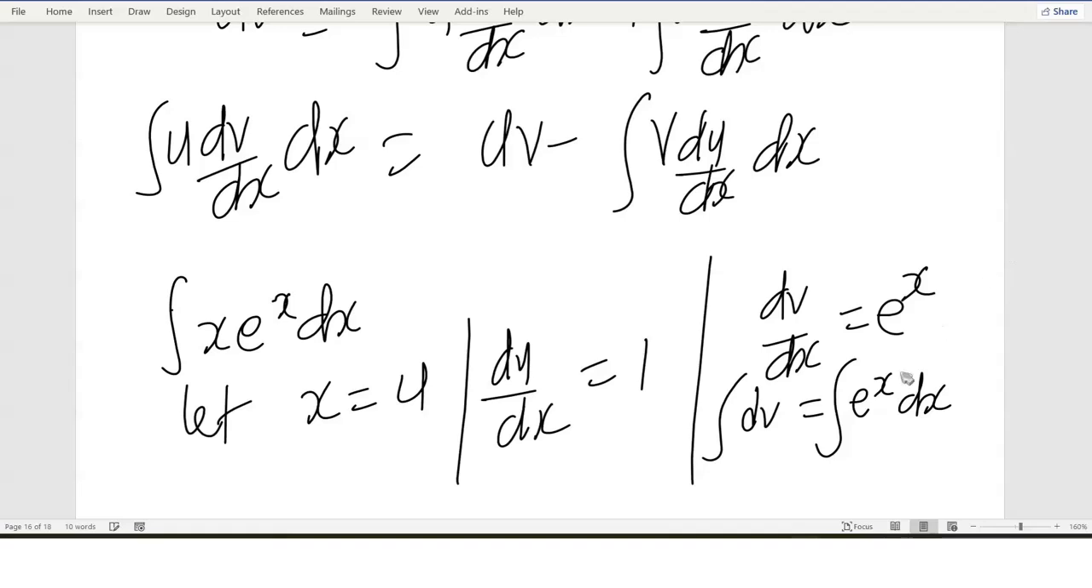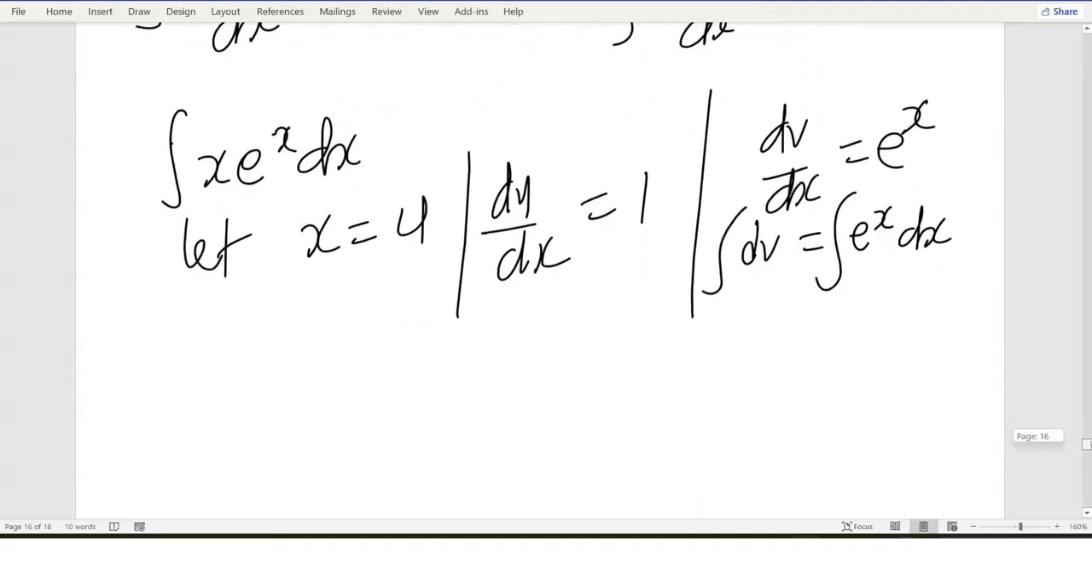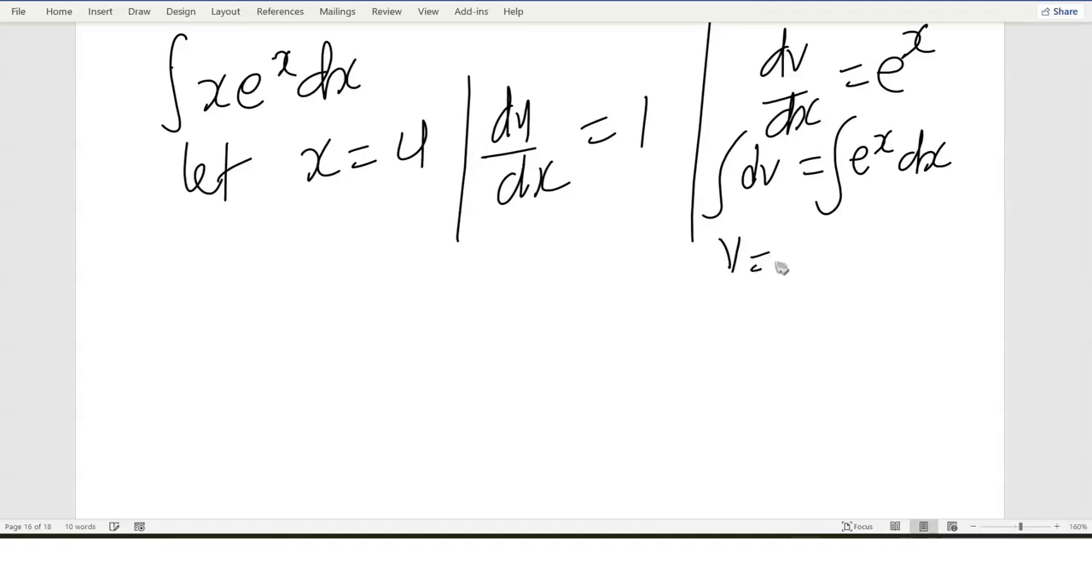I'm doing this very fast because I know you already know how to do this. So my v is equal to, if I integrate an exponential function, I'll still have that exponential function. That is if it is just like this. But if it was like 2x, obviously I will have exponential of 2x divided by 2.